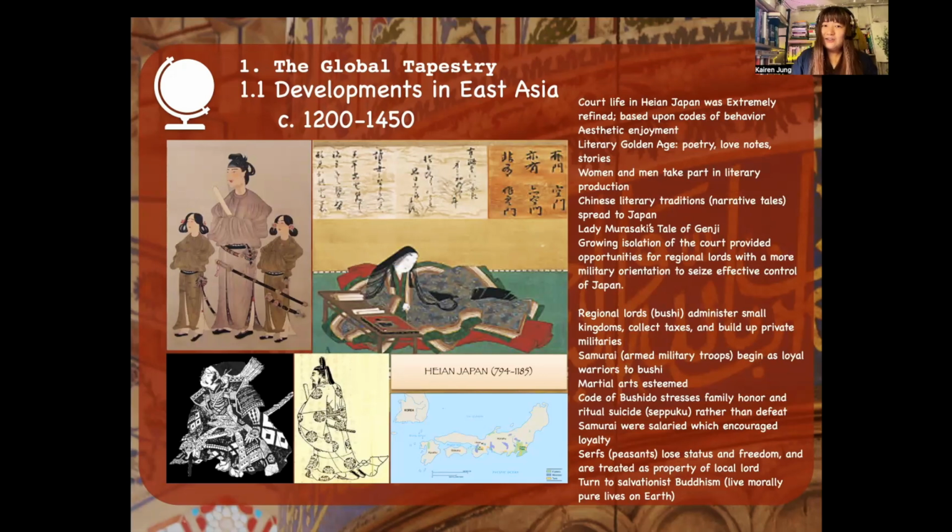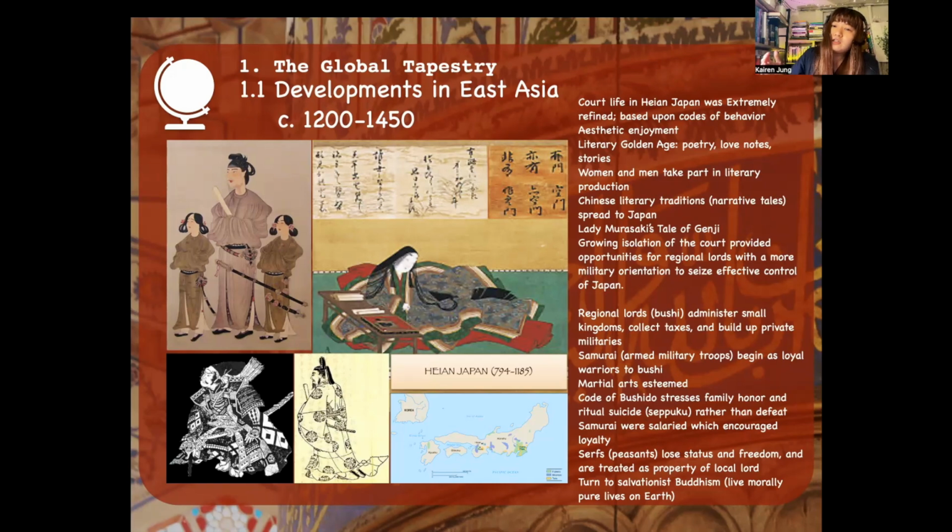And Heian Japan at this time, Heian means peaceful and harmonious. Heian Japan had a very developed court culture, and it was based upon codes of behavior and aesthetic enjoyment and almost hedonism, but also harmony at the same time. You had a literary golden age of poetry and love notes and stories, and women and men took equal part in literary production. Chinese literary traditions, especially the narrative tales, spread to Japan. So you have things like Lady Murasaki's Tale of Genji and a very distinctive Japanese style of art.